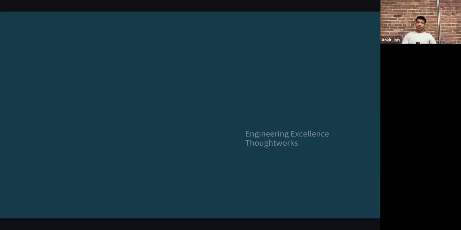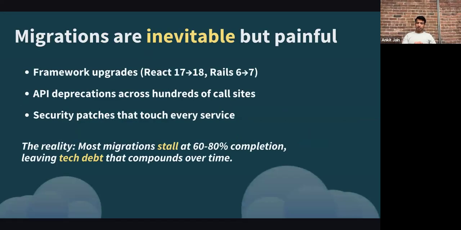Amazing. Okay, so let's talk about migrations. Code migrations are inevitable. You have to do various kinds of migrations. It comes in different shapes and forms: languages, frameworks, deprecated APIs, security patches. But the reality is a lot of migrations stall. This is because of challenges that organizations have, changing priorities, and tech debt compounds. Chris, I'm sure you have also seen a lot of migrations, or at least participated in them and talked to many engineering leaders who had failed attempts at migrations.